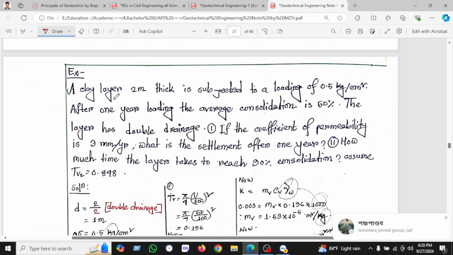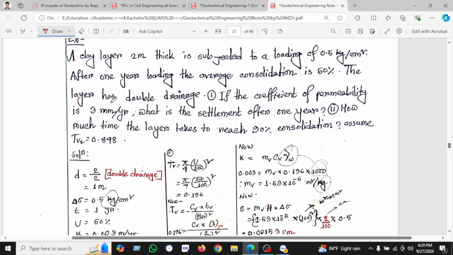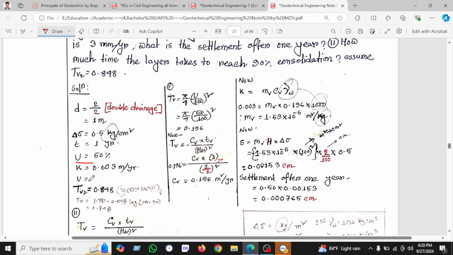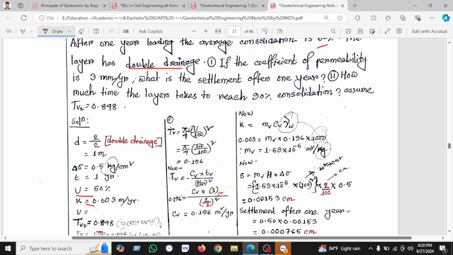Okay, let's see another example: a clay layer of 2 meter, subject to a loading of 5 kilonewton per meter squared. After 1 year of loading, the consolidation is 50%, and the layer has double drainage. So double drainage means H by 2, and delta sigma is given, and U is 50% there, k is given, and t is to be found. So Tv, we know Tv equals pi by 4 times U by 100 squared. Why? Because the degree of consolidation is less than 60%, so we can say the layer takes 90% consolidation.